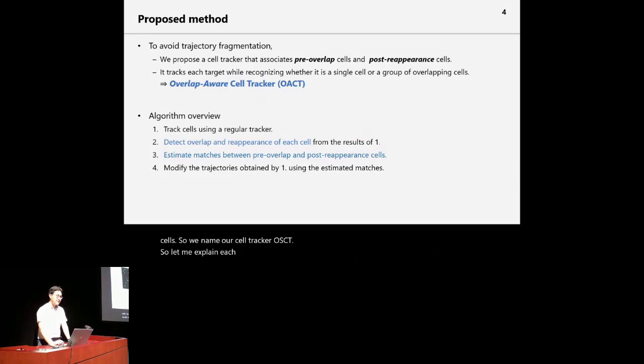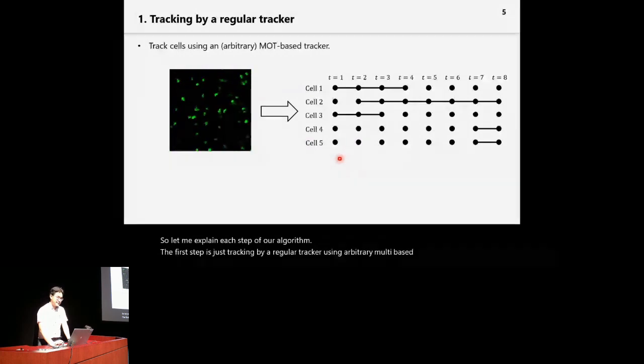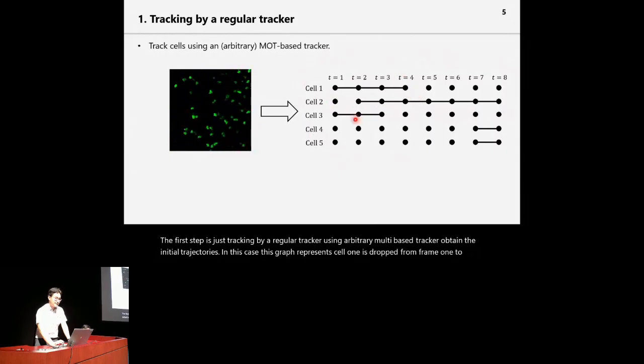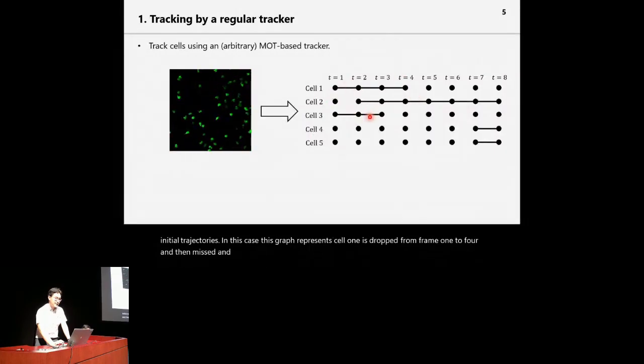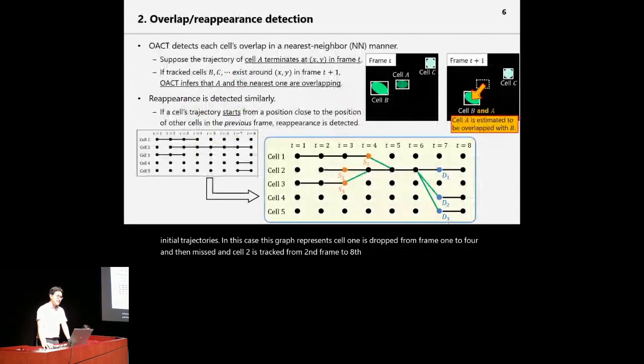The first step is just tracking by a regular tracker. Using an arbitrary MOT-based tracker, obtain the initial cell trajectories. In this case, this graph represents that cell 1 is tracked from frame 1 to 4 and then missed. Then cell 2 is tracked from the second frame to the 8th frame. And the second step is overlap and reappearance detection.